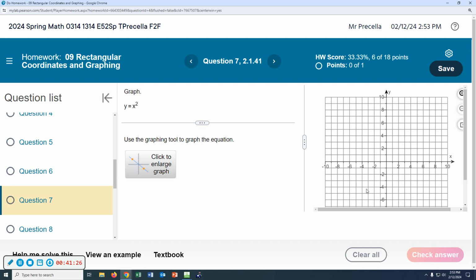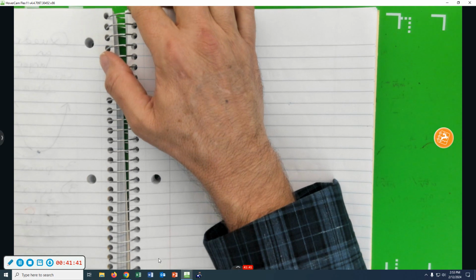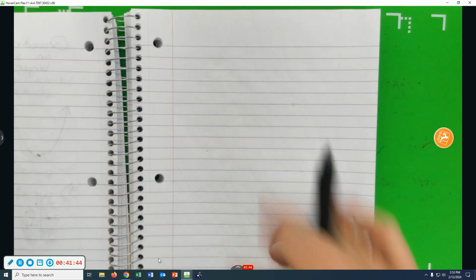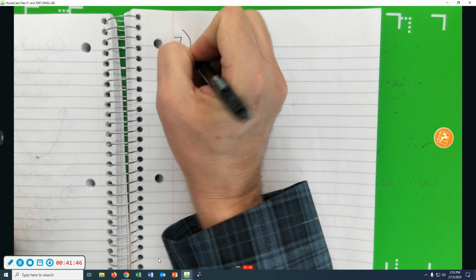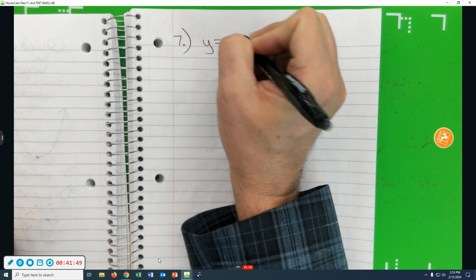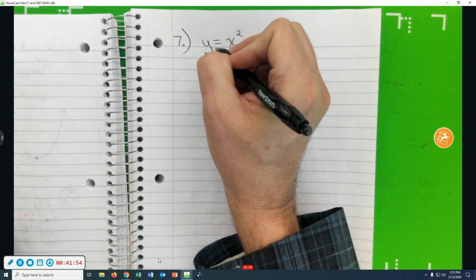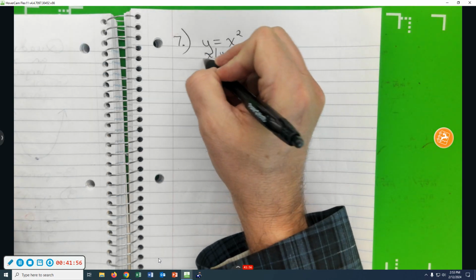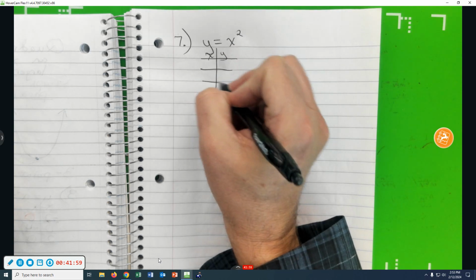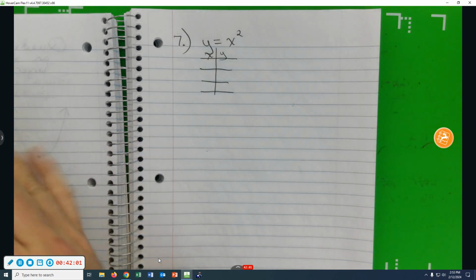So what do y'all think I'm going to use? You tell me. Maybe -1, 0, and 1? Yeah, I think those would be good numbers to use. So this is number 7. Y equals x squared. And we're making up our own table. So x, y, and we decided we'd use -1, 0, and +1.